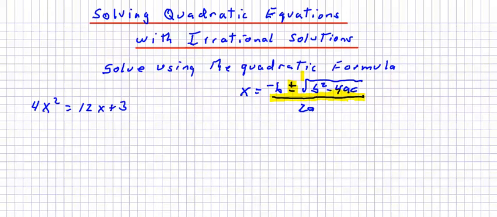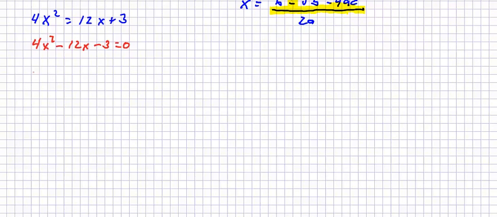When we solve by the quadratic formula, we have to set it equal to 0. So it becomes 4x squared, I subtract 12x, and I subtract 3, and I get 0. I could also subtract 4x squared and just have my signs different. It doesn't matter.